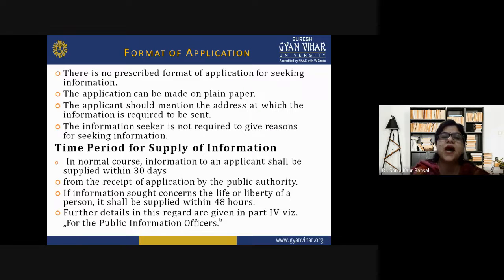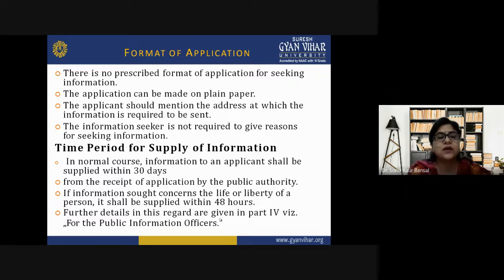Now, let's understand about the format of the RTI application. There is no prescribed format of application for seeking RTI information. The application can be made on plain paper. The applicant should mention the address at which the information is required to be sent. The information seeker is not required to give reasons for seeking information. So, it is not necessary for a person to mention the reasons as well. The person is fully authorized to know about any information.